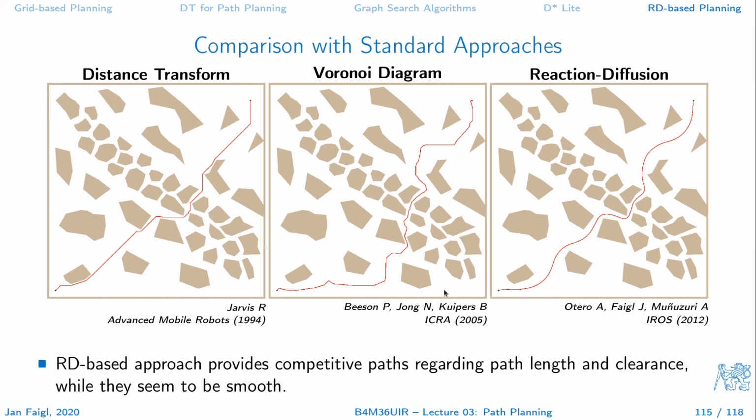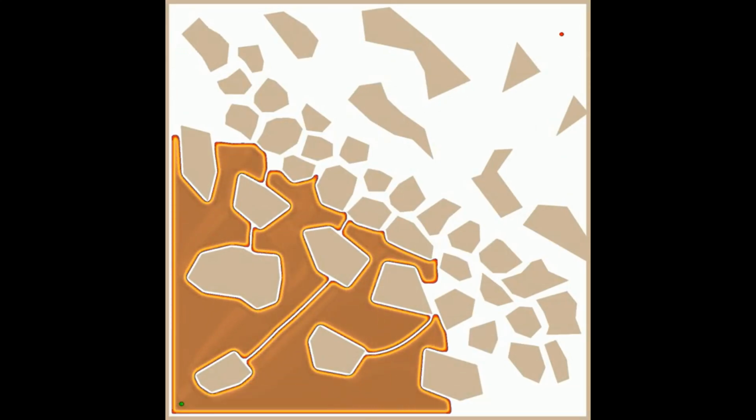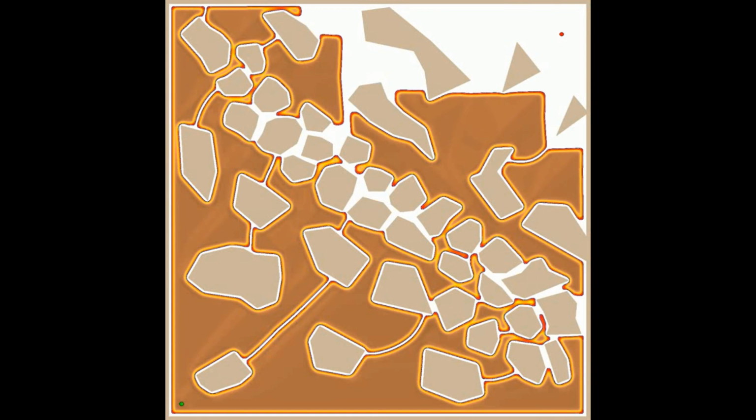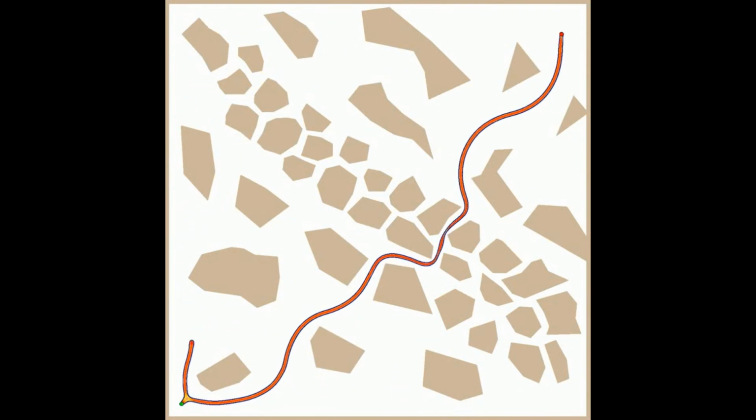In comparison to distance transform, Voronoi diagram, and reaction diffusion systems, you can see this is nice because it seems to be much smoother than distance transform and Voronoi diagram, and has some clearance. So it's a completely different approach, but can be beneficial. Take a look at this example. That's the propagation, and now this is the switching of the phases, and we have a path.